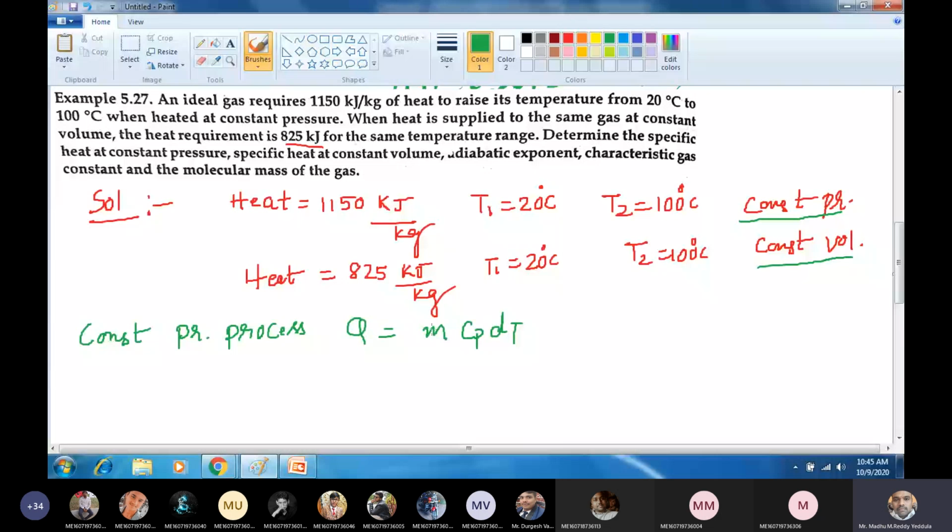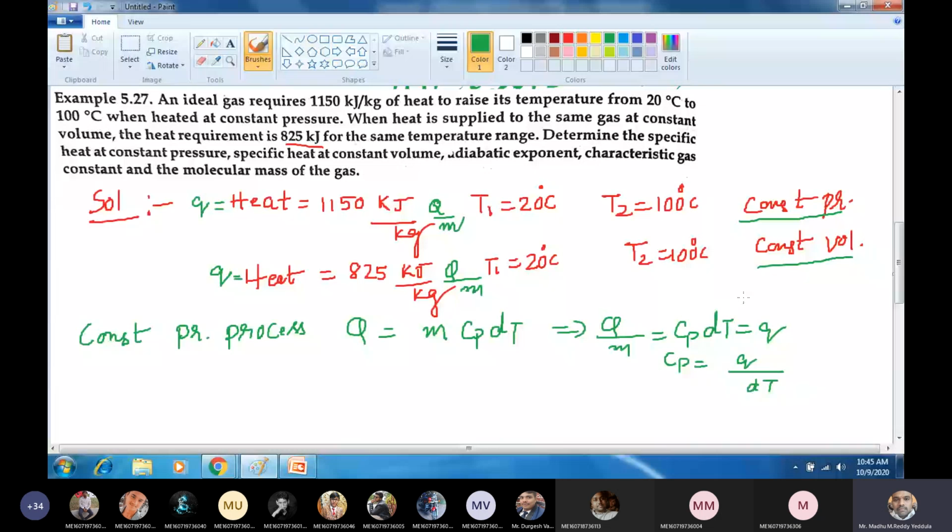Q is given, and mass is not given. It is nothing but Q by m, kilojoules per kg, which is small q. Because the units are kilojoules per kg, this is Q by m. So this equation can be rewritten as Q by m is equal to Cp dT. Now from this we can calculate the Cp value: Cp is equal to small q by dT.